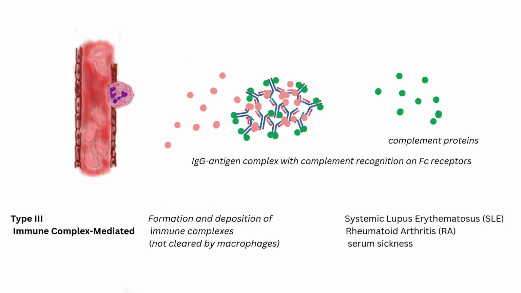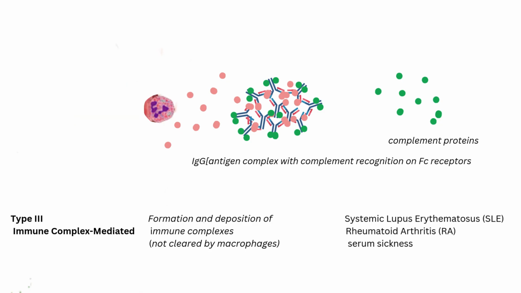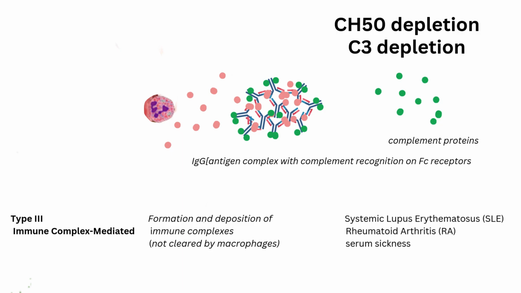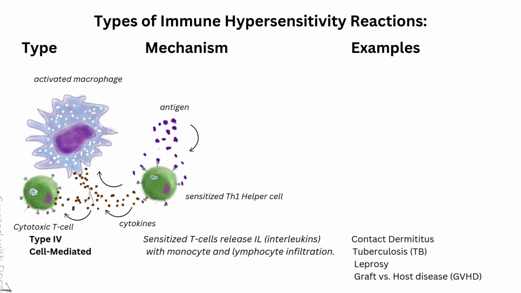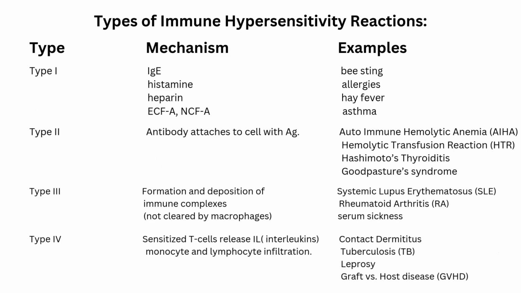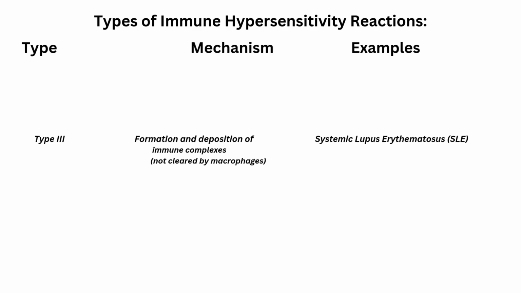The mechanism of type 3 hypersensitivity involves formation and deposition of immune complexes that are not cleared by macrophages, where we see complement depletion with CH50 and C3 diminishing. This table efficiently summarizes the types of hypersensitivity reactions, their mechanism, and some examples.